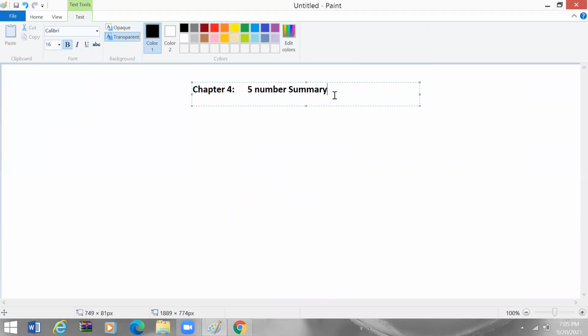This is what we're going to deal with today, and hopefully we'll spend time working on chapter 6. This is what we call a five-number summary, and identifying the outliers.